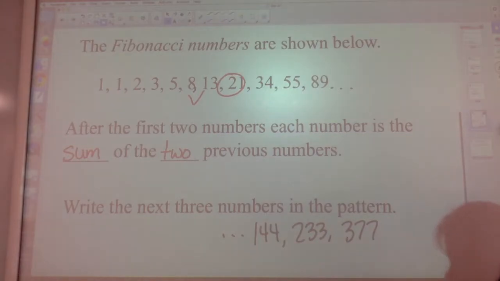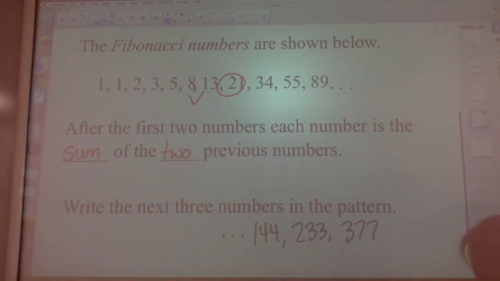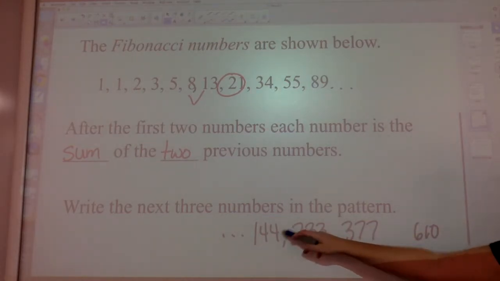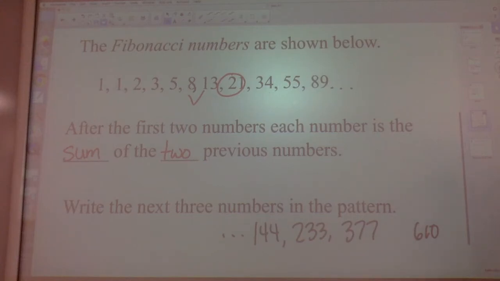Let's see if it keeps up just for fun. If I add that to 233, nope. We get 610, which breaks the double-digit pattern. But it's still part of the Fibonacci.